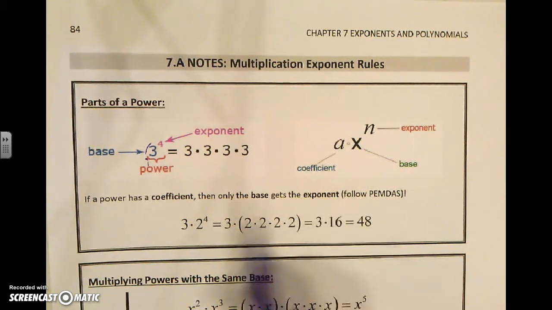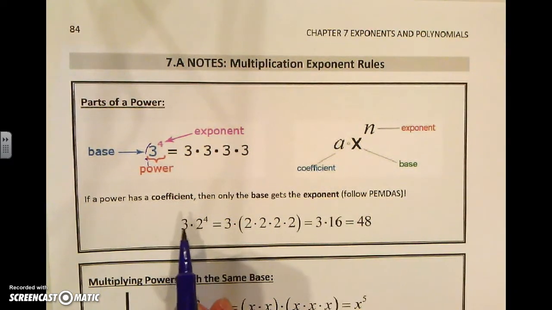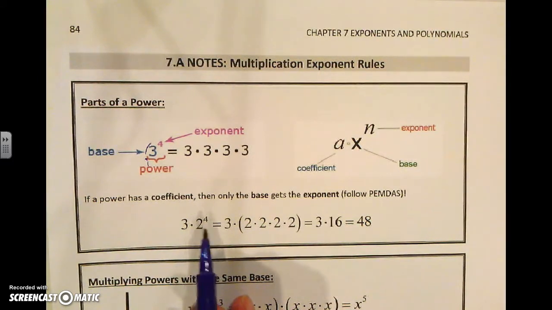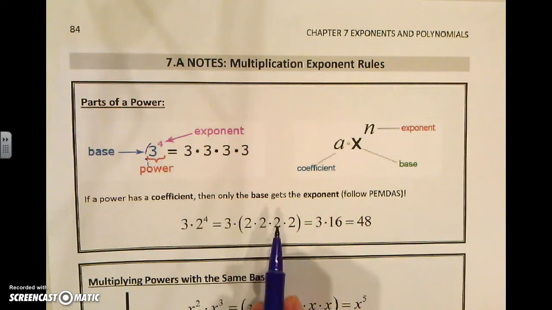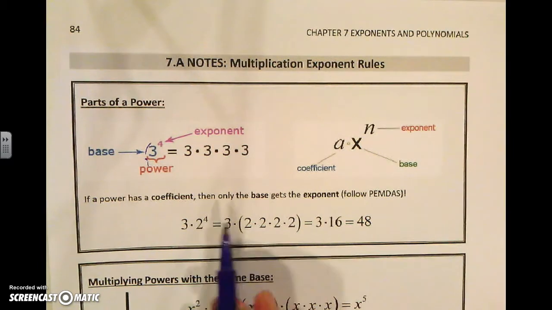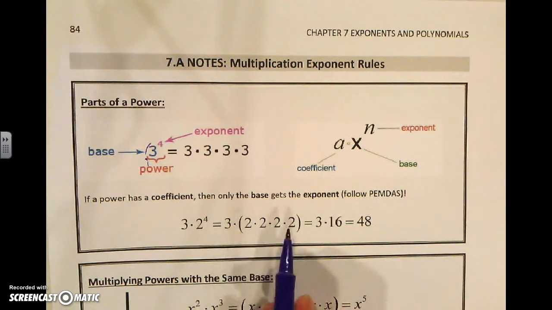And that means we're going to follow PEMDAS. So here we have 3 times 2 to the 4th. So this is our coefficient, and the base on this is just the 2. So I'm going to take the 2 and multiply it times itself 4 times, and then the 3 is going to get multiplied times that result.